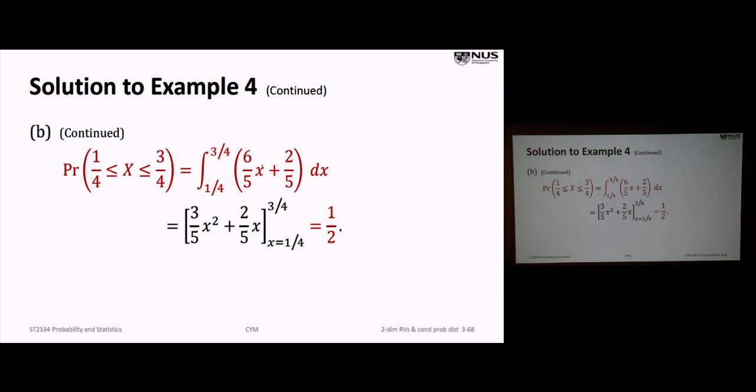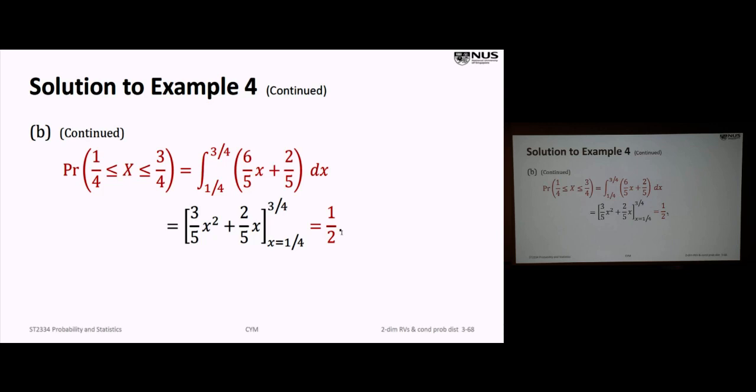The integral of 6 over 5 times x is 6 over 5 times x squared over 2, which is 3 over 5 times x squared, plus 2 over 5 times x, between a quarter and three quarters. So I evaluate this function at 3 quarters, and I subtract the value of this function when x is equal to 1 over 4. And if you do that, apparently the answer is 1/2. Okay, so that's part B.